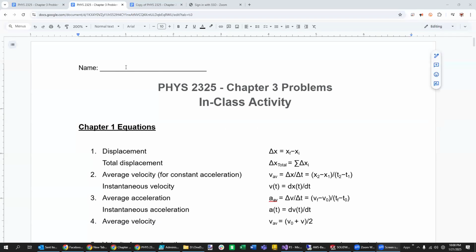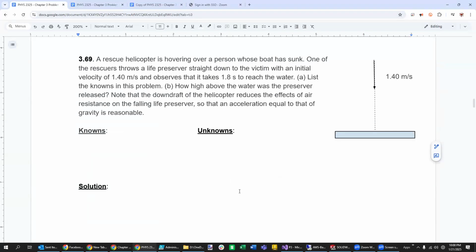Okay, locate this handout, and we're going to be working on this problem, 3.69. It's chapter 3, problem 69 in the back of the chapter. And then what we're going to do is I want you to read the problem. You can pause the video for that, and then identify the knowns. You can write them down here. I'll show you those knowns in 3 seconds to see if you got the same thing.